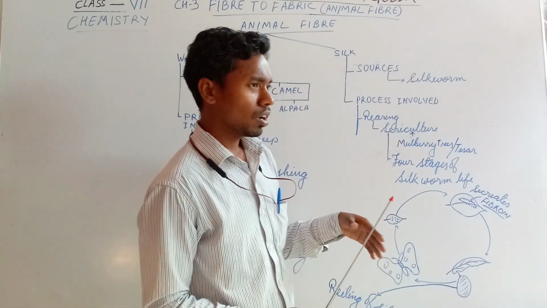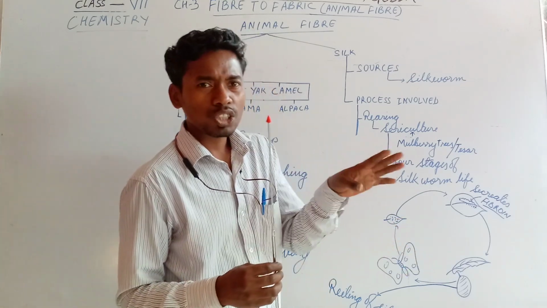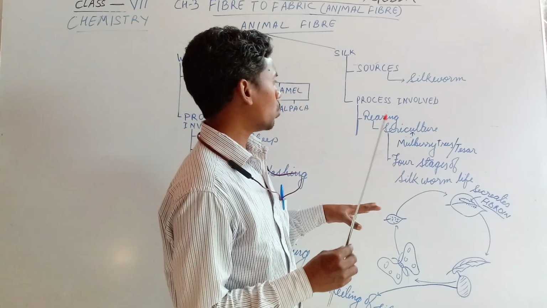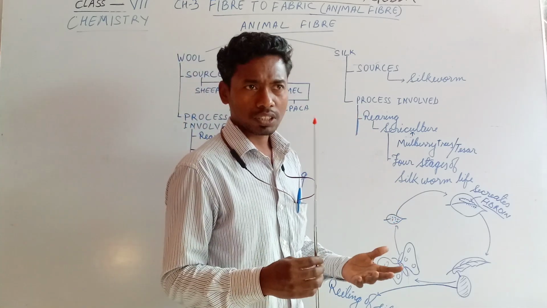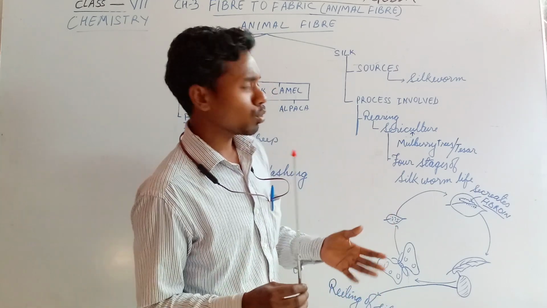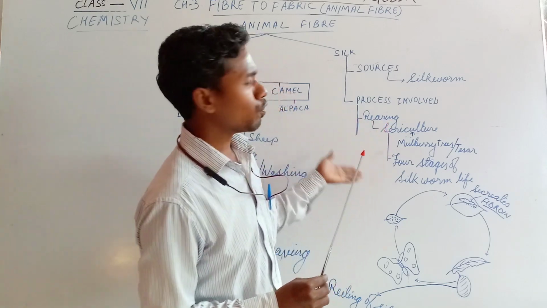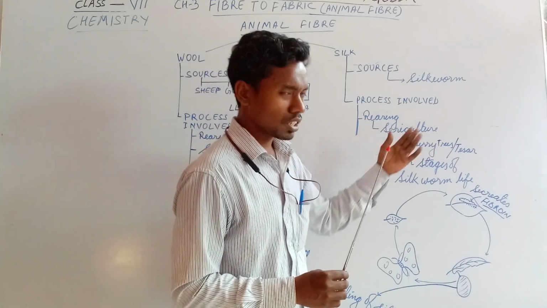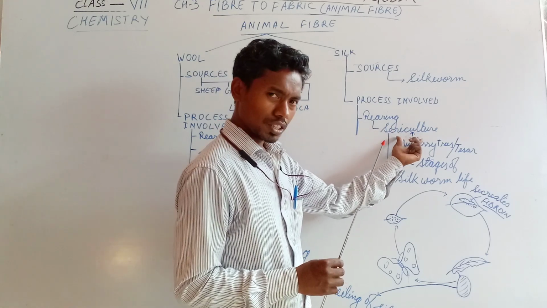Now see the processes involved in obtaining silk from silkworm. First of all, if you want to get something from any object, you need to have that object in surplus. So if you want to get silk, you need to have silkworm in surplus. Surplus means in huge numbers. So for having them in huge numbers, we need to breed them, we need to rear them. Rearing of silkworm has to be done, and that rearing of silkworm is called sericulture.